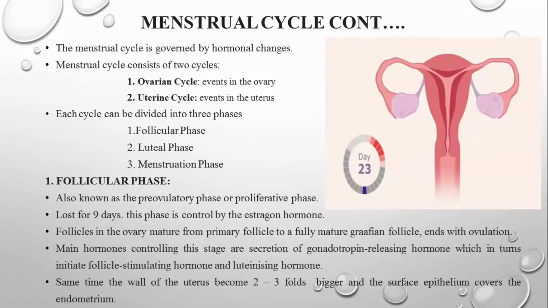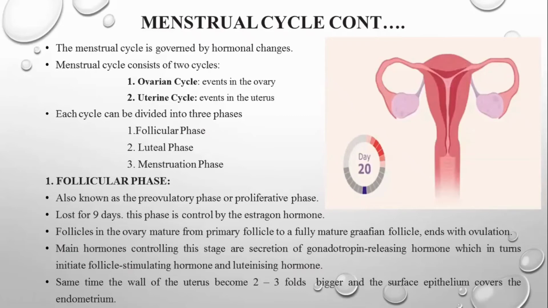So these are the two cycles which are going to take place simultaneously on either side. Each cycle can be divided into 3 phases. The first is the follicular phase, next is the luteal phase, and the third one is the menstrual phase. These are the 3 important phases of your menstrual cycle.